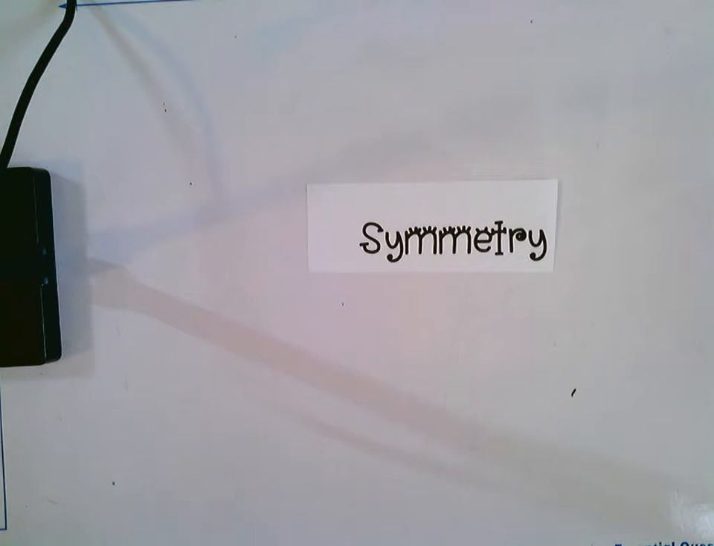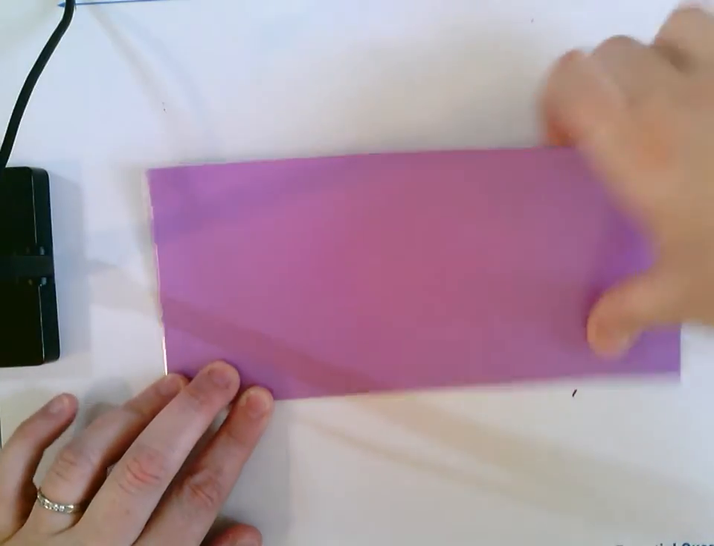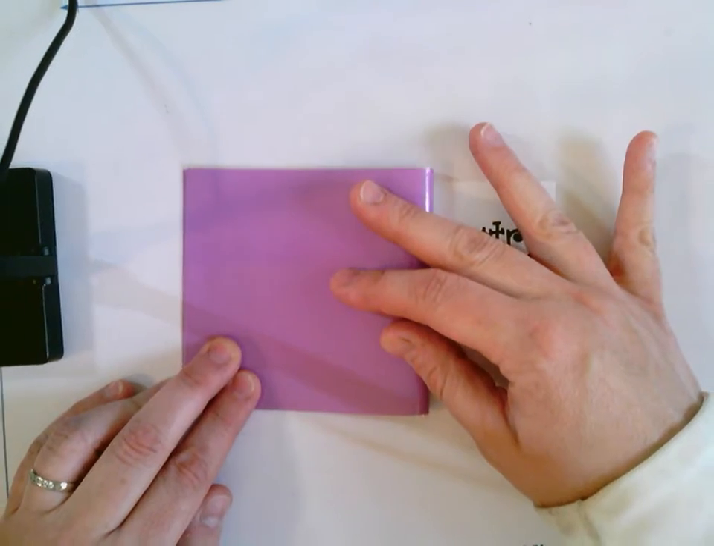Let's talk a little bit more about symmetry. Again, symmetry is when a shape, if you fold it in half, both sides will match up. Okay, so here I have a rectangle. If I were to fold it in half this way, both sides would match up and line up with each other. Okay, so it is symmetrical.